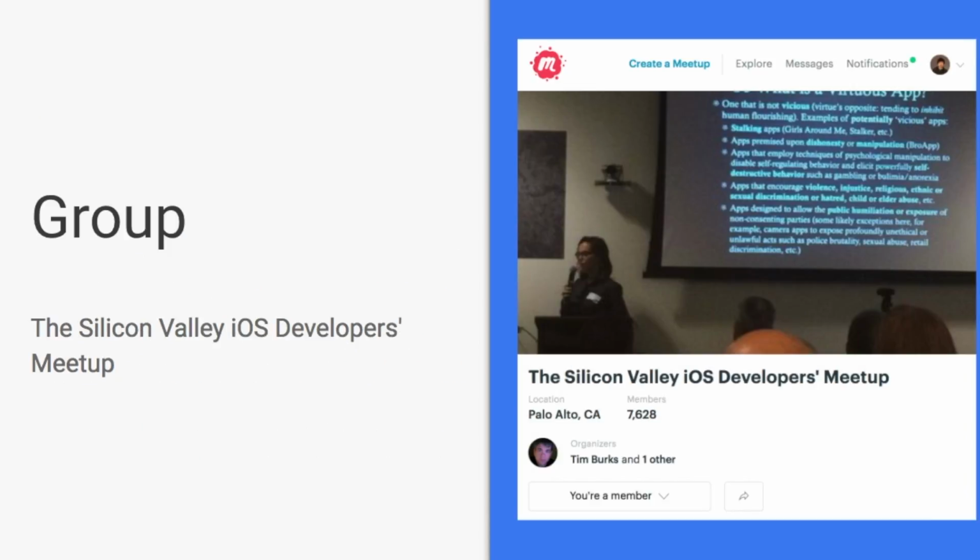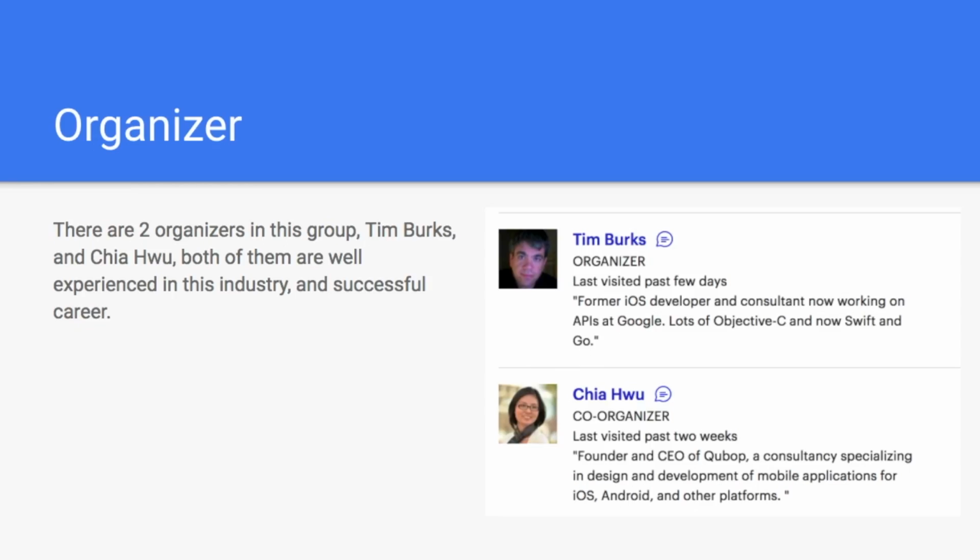The Silicon Valley iOS Developers Meetup is a group that has had more than 7,000 members since April 2008. They meet monthly to share projects, opportunities, and how-tos related to developing apps for iOS and the systems that support them. There are two organizers in this group, Tim Barks and Chiva Hu. Both of them are well experienced in this industry and have successful careers.